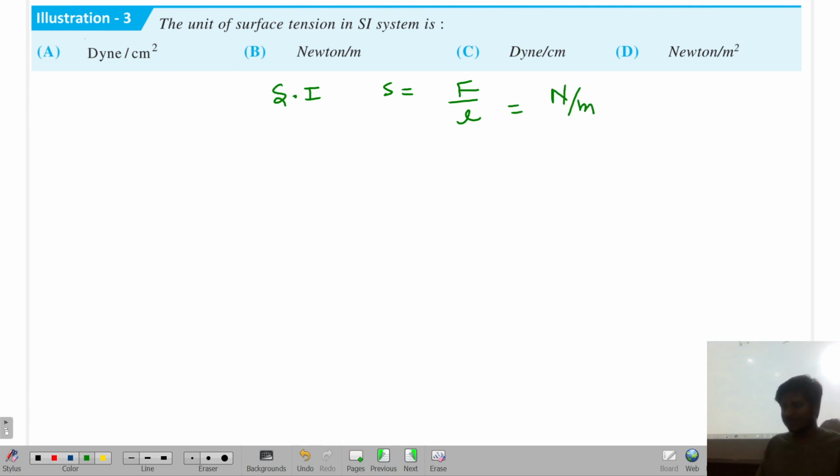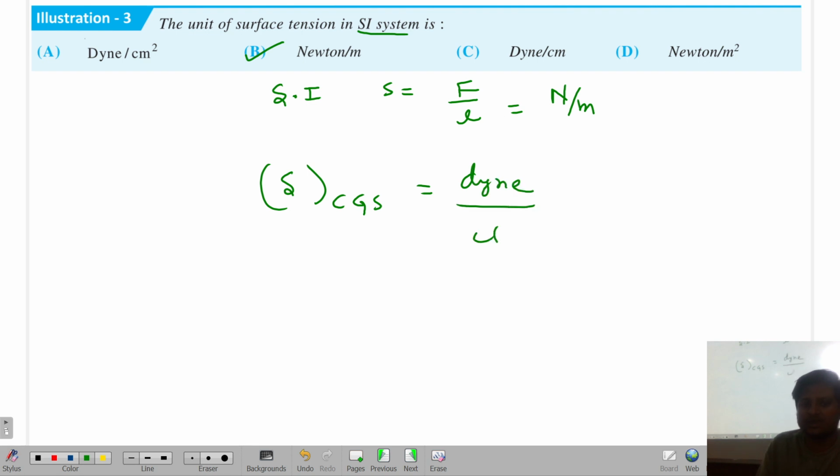But can I say dyne by centimeter? Yes or no? Yes, sir, in the CGS system. But what is written over here? SI system. So therefore, only B is correct. But if it says CGS system, then surface tension in terms of CGS system: force in CGS is dyne, length is in terms of centimeter. So in CGS system, it is dyne by centimeter. Got it or not?